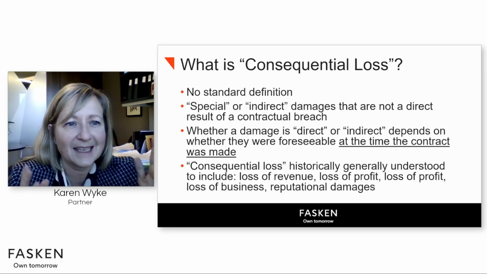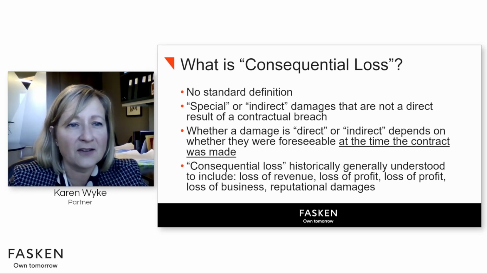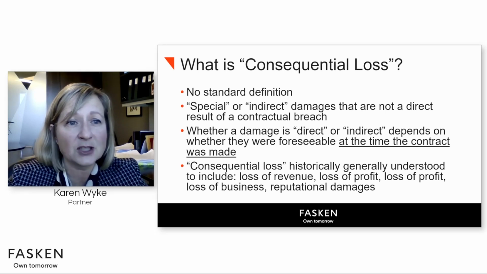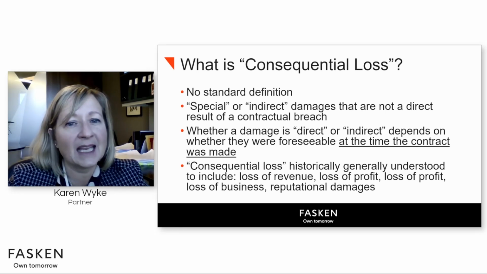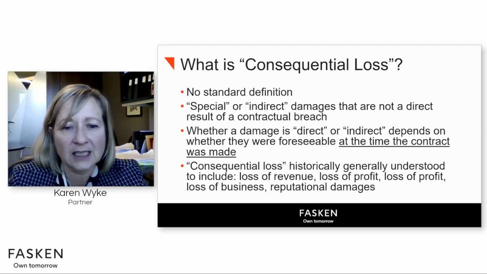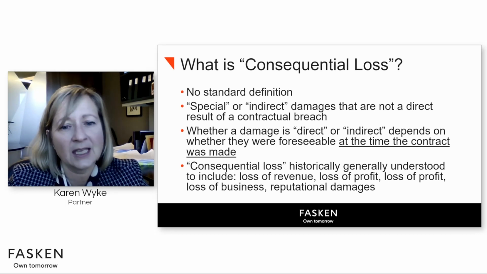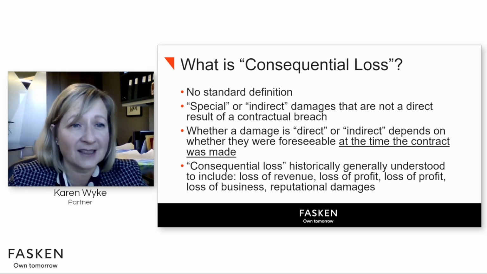We know from the case, of course, Hadley and Baxendale, if I make it known to my contracting party that a delay in the delivery of my widget will cause me thousands of pounds in damages, then that damage is foreseeable. So it is not consequential loss. I think over the last 20 years or so, there's been a movement to focus in on what consequential loss means, but certainly I think everybody used to generally understand that consequential loss included loss of revenue, loss of profit, loss of business, loss of production, downtime, reputational damages, but that is not the case.